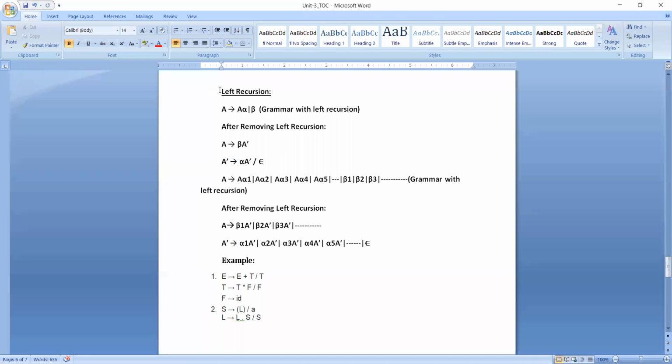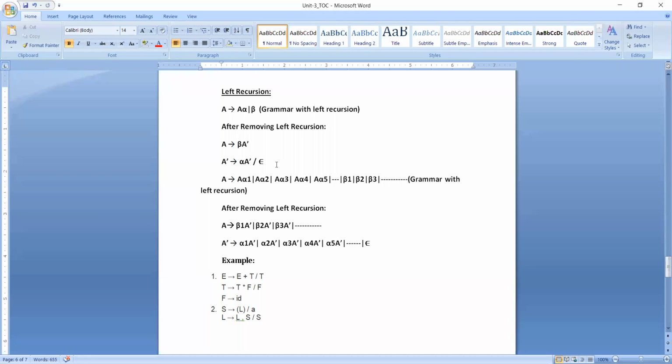Okay, so this is our next problem that our grammars are going to face, which is left recursion. Now, just have a look at this. Once we explain the examples, I hope you will be very clear what left recursion is and how we are going to remove it.